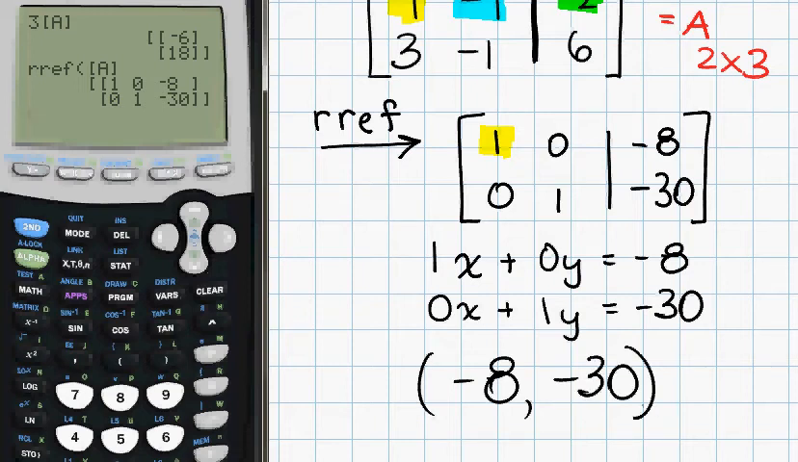So rref sets up the matrix so that the first row has x in it, and the second row has y in it, and nothing else. So the answers are there on the far right. -8, -30 in this case.